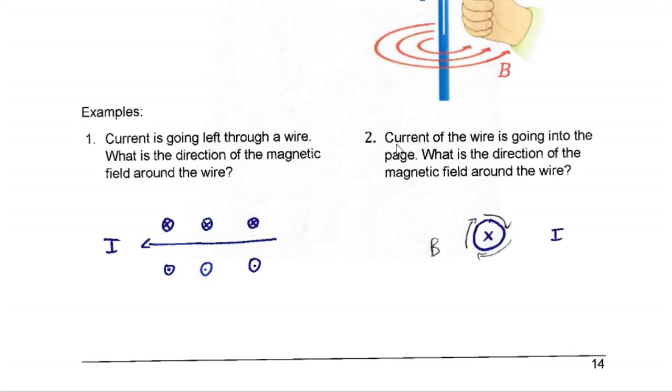On the other side, let's take a look at number 2. Current of the wire is going into the page. This time the current of the wire is going into the page, and I represented that with the blue X here. So this time you can stick your thumb towards your computer screen. As you do so, again, curl your fingers, and what you'll notice is that the magnetic field is going clockwise.